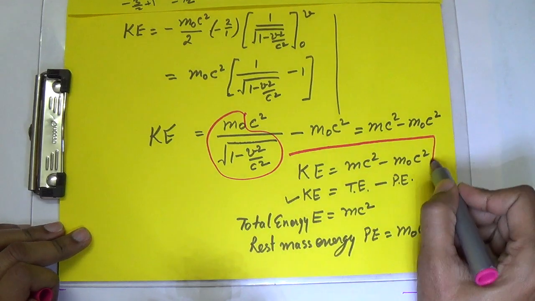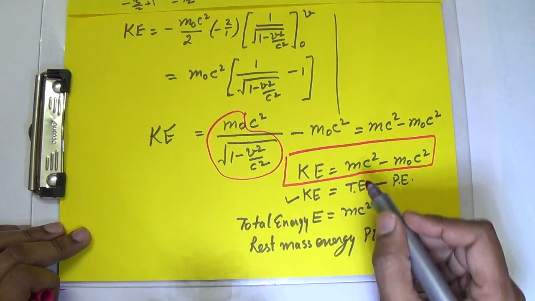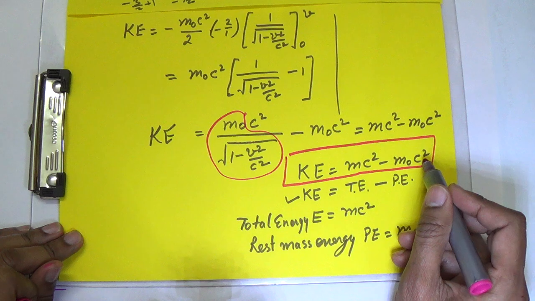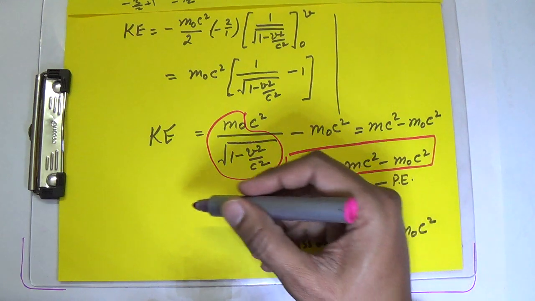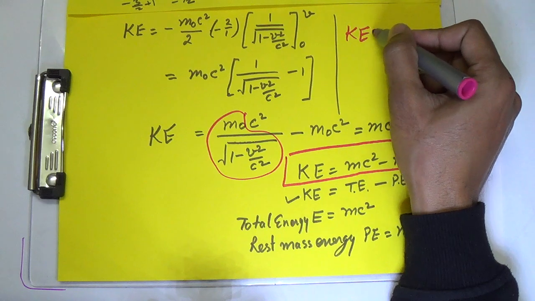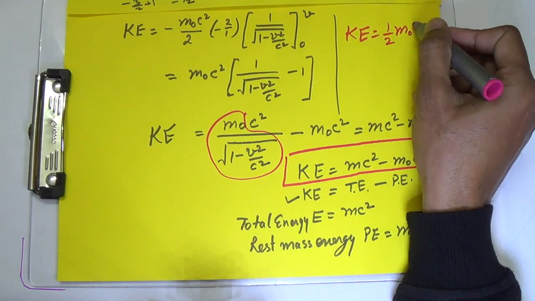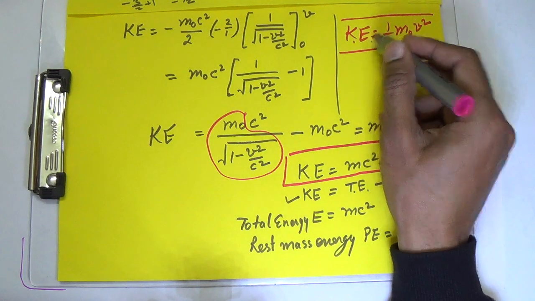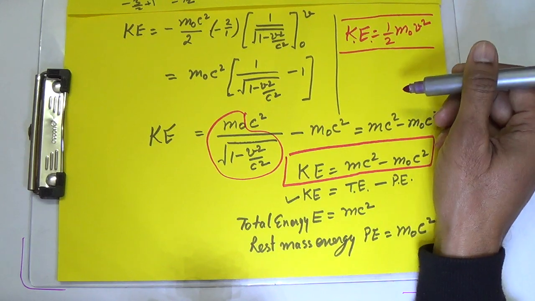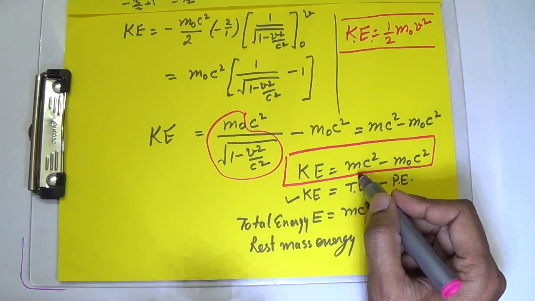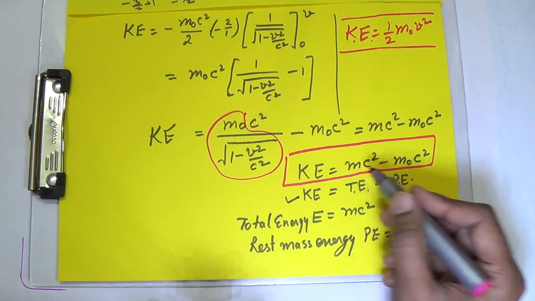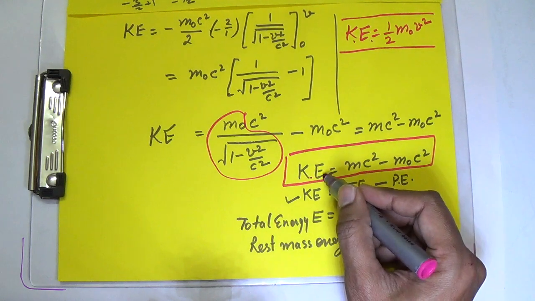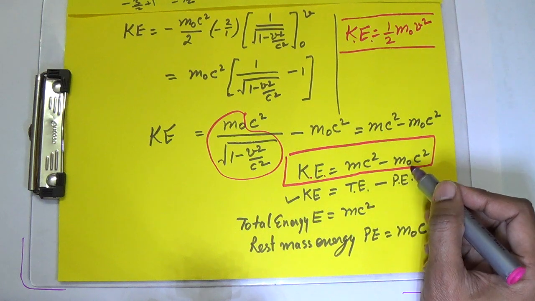This formula is for the relativistic kinetic energy. Kinetic energy is equal to mc square minus m naught c square. While in classical mechanics we know that kinetic energy is equal to 1 by 2 m naught v square. This is the classical kinetic energy in general which we observe. But in relativity we are observing in terms of the relativistic mass, rest mass, and speed of light. So this is our kinetic energy, mc square minus m naught c square.